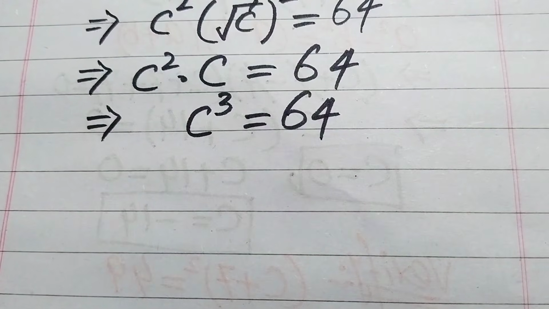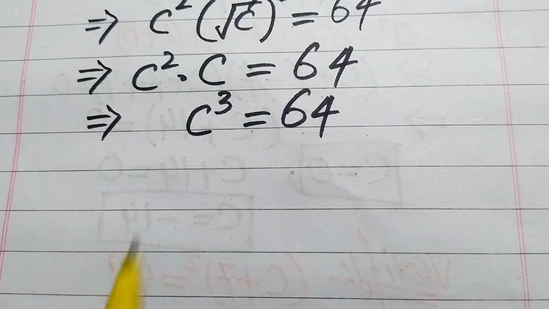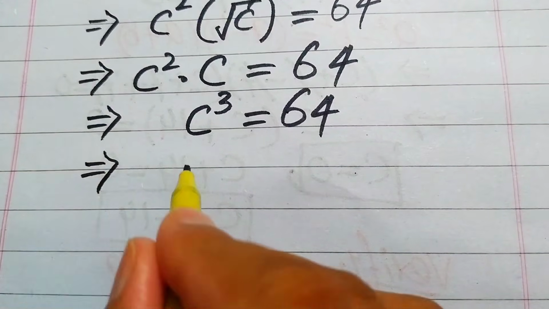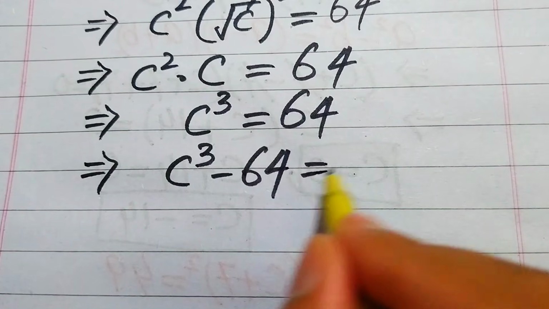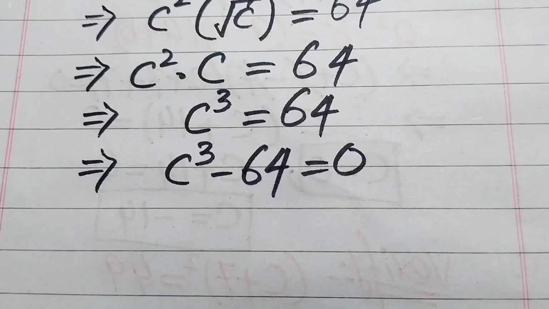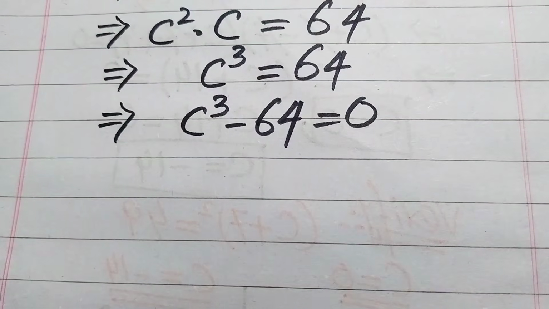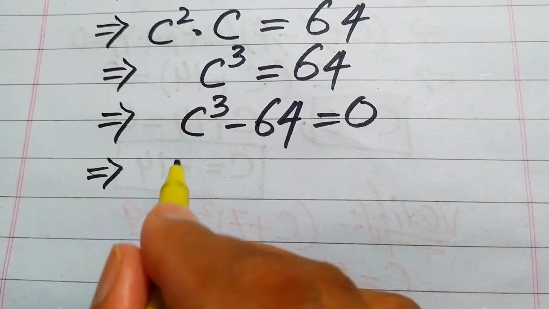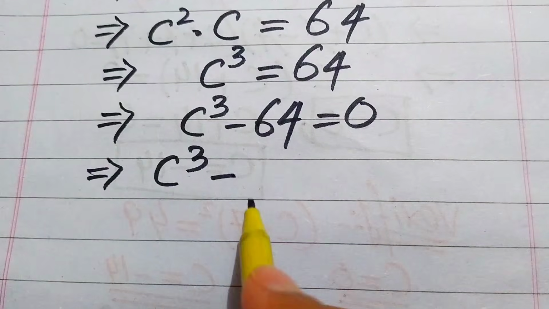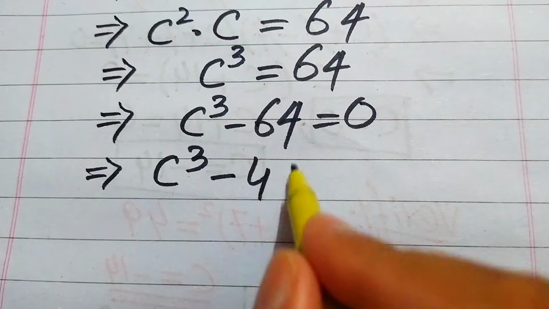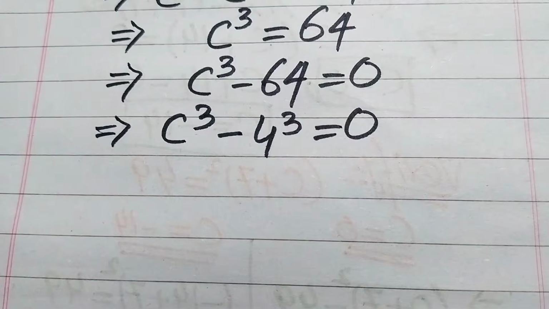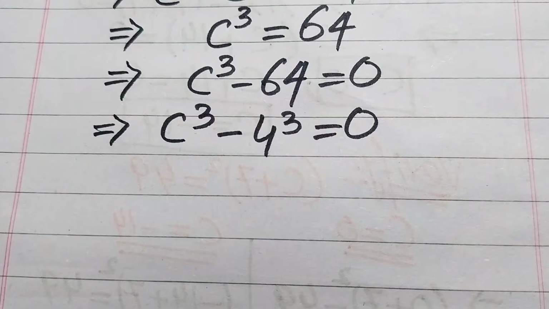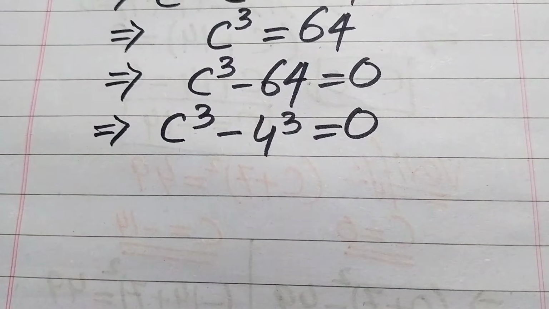And now in the next step we move 64 to the left hand side and this will be written as c cubed minus 64, and this whole equation is equal to 0. And here we rewrite this equation as c cubed minus, we write 64 as 4 cubed, and this whole equation is equal to 0. So here we use the nice algebraic formula, or nice cubic formula.